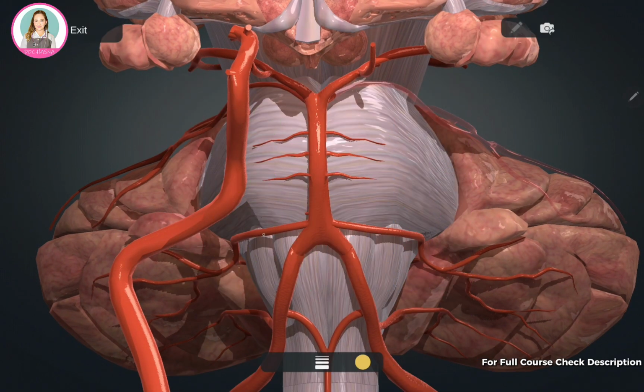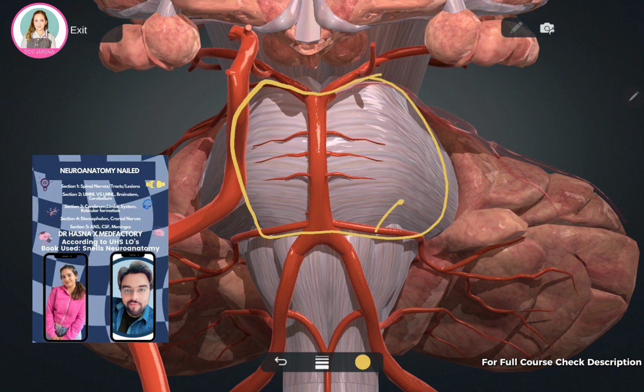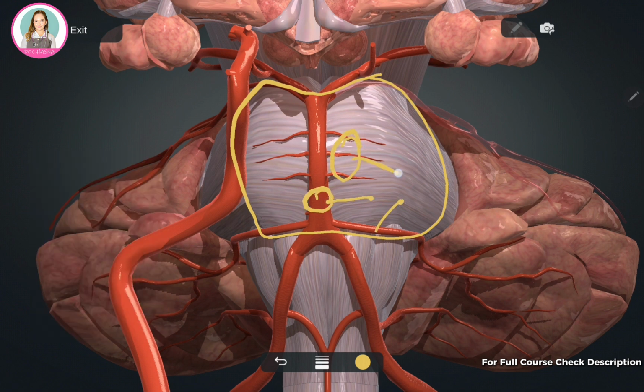Let's pick a different color. Let's go with yellow. So we know the pons is outlined like this. So all the arteries coming inside this square are the blood supply of pons. So we know the ICA is going to supply the pons, the basilar artery is going to supply pons, the pontine arteries are going to supply pons, and the SCA right here is going to supply the pons. So these 4 arteries are basically the blood supply of pons.